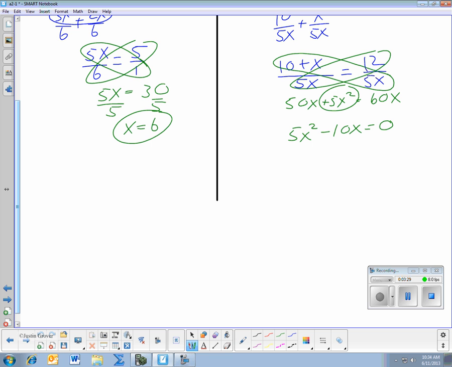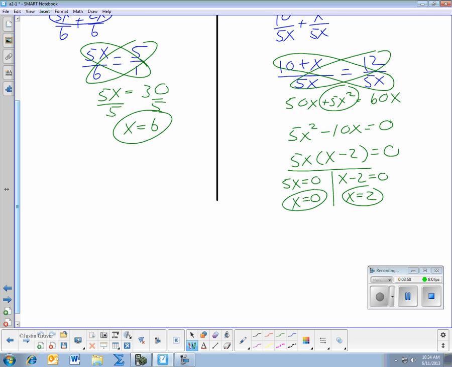From here I can factor out a 5x and get x minus 2 equals 0, and set each factor equal to 0. 5x equals 0, dividing both sides by 5, 0 divided by 5 is still 0, so I end up with x equals 0. And x minus 2 equals 0, I end up with x equals positive 2.